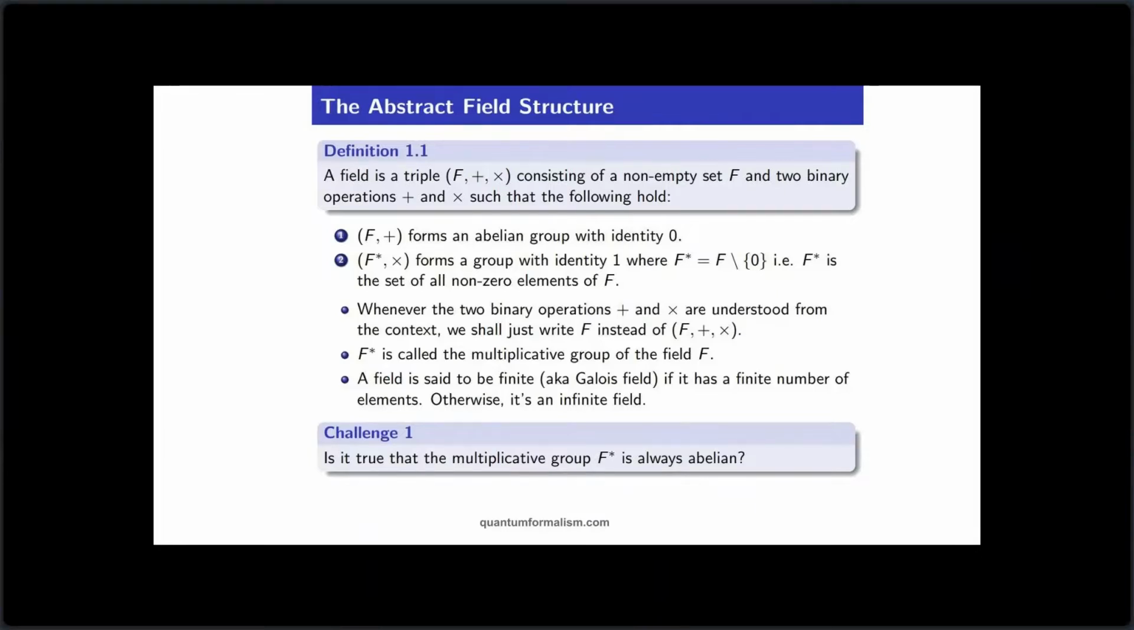Now, here's the first challenge that I want you to go and think about. You don't need to prove it, but just get a feel for it. I guess with examples, you should be able to arrive at the conclusion. Is it true that the multiplicative group F star of a field is always abelian? That's the first challenge. Before I move on to the next slide, are there any questions about the definition of field?